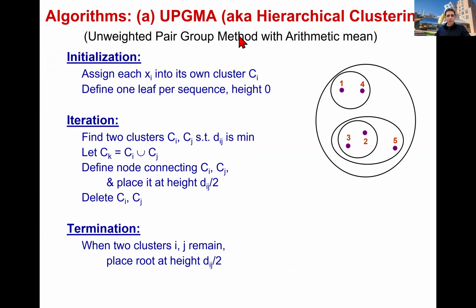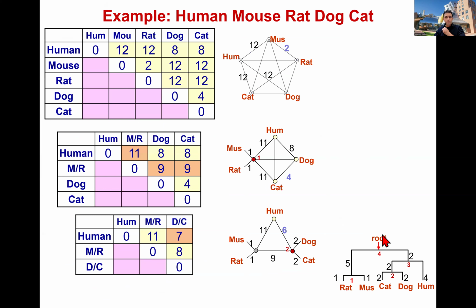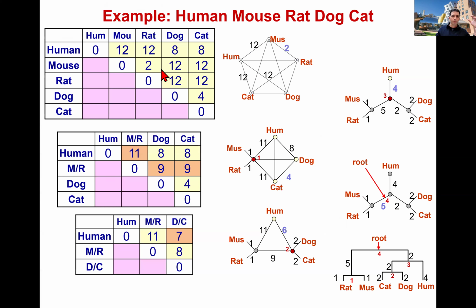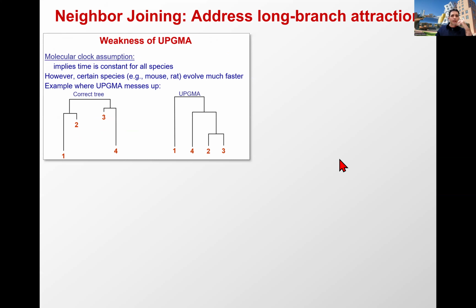Okay. So this is UPGMA, also known as hierarchical clustering, basically unweighted pair group method with arithmetic mean. And it's what I just said. You just take every closest pair, group it, make a cluster out of it, etc. And then in the case of human, mouse, rat, dog, you basically just keep averaging, and then you build a tree progressively, and then you're very happy. Okay. Now, there's a problem with UPGMA. It assumes a molecular clock, and it implies that the time is constant for all species.